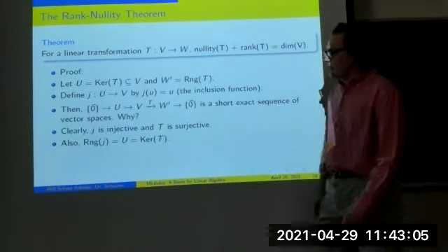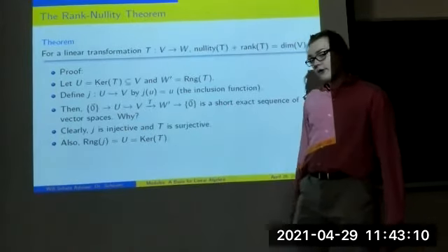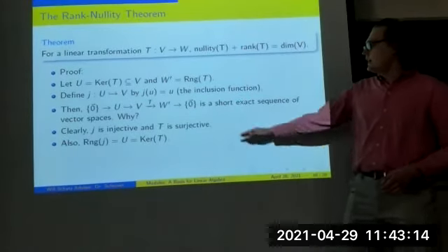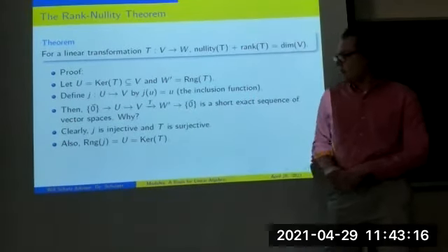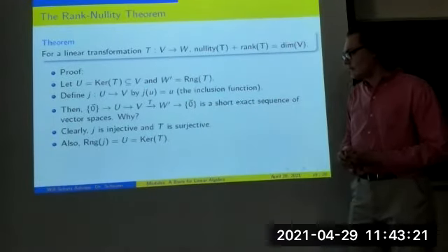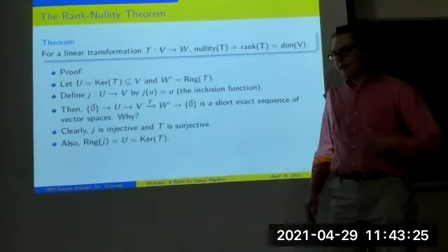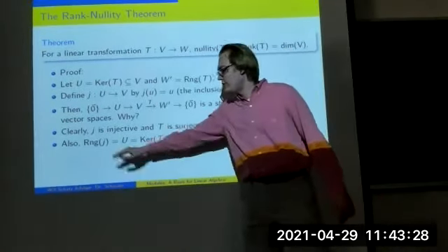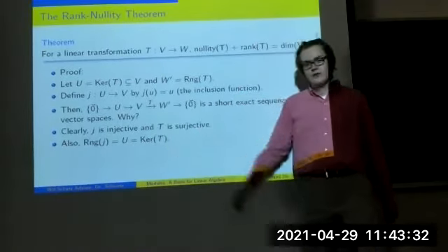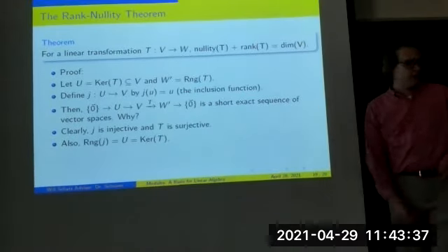This works because, let's think about exactness going across U. That works because J is injective. It's like the identity function. And going across W prime, T is surjective by construction, as we could be paring down W to just the range. Now, exactness going across V is not so hard either, because the range of the inclusion function is just the domain U, which we defined to be the kernel of T. So it works out that this is, in fact, a short exact sequence of vector spaces.